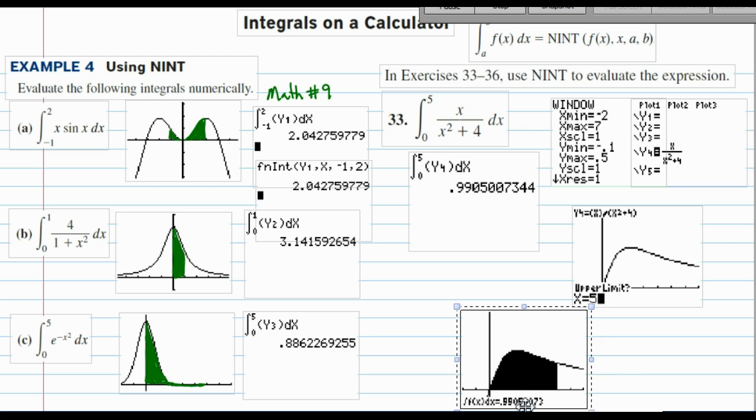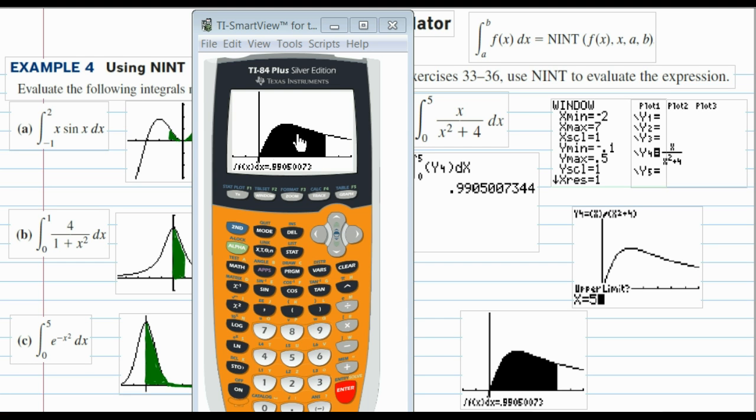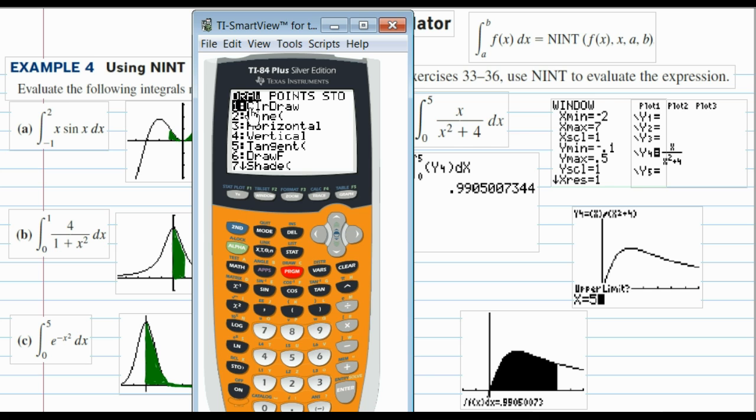I still get 0.9905. Now to get rid of that black area in there, you have to do second draw, and you want to clear draw, clear whatever was drawn on your graph, and it'll regraph it for you, but without that area filled in.